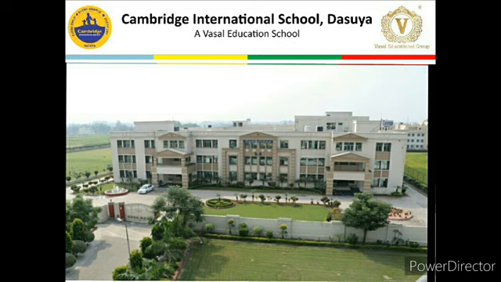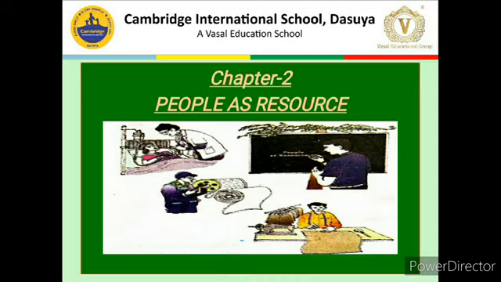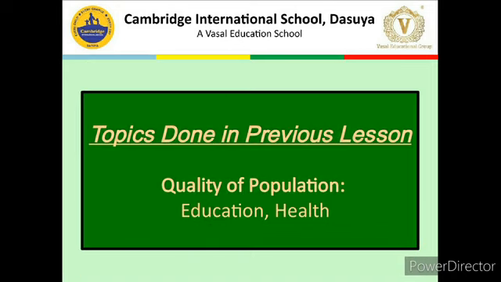So let's begin part 4 of chapter 2, that is People as Resource. Before this, as we always do, let's have a quick revision of the third part of this chapter that we had done initially. As you know, the topics that we covered in part 3 of People as Resource are quality of population and its determinants.